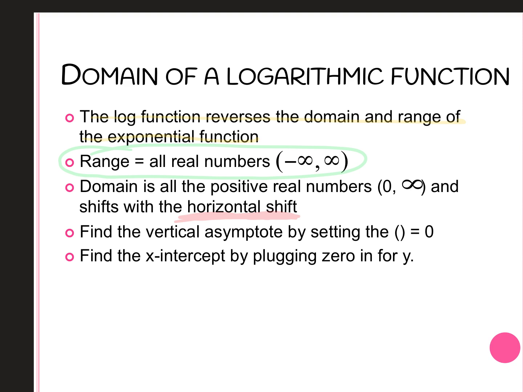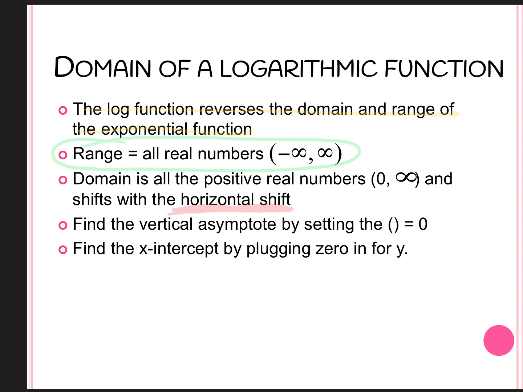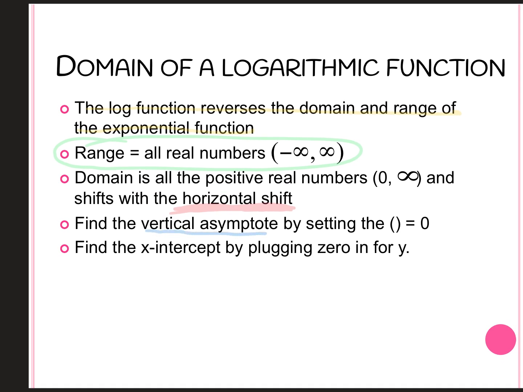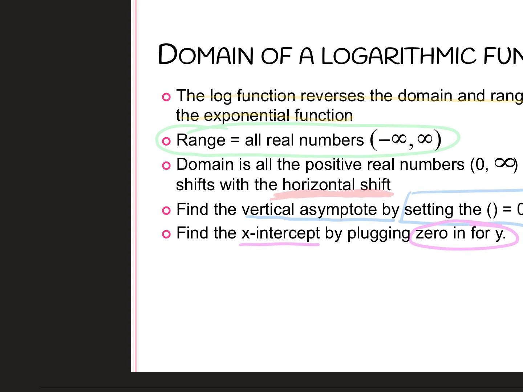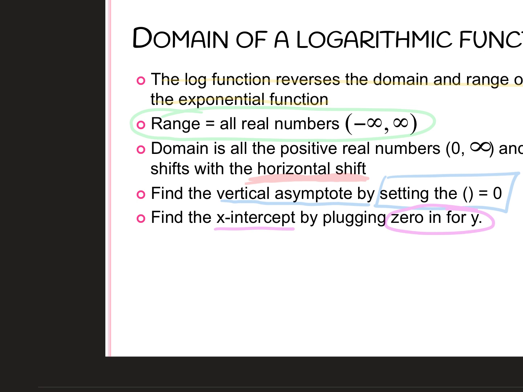Left and right, good. When you talk about the vertical asymptote, how do we find the vertical asymptote? By doing what? Setting the parenthesis equal to 0, good. And then we're going to find the x-intercept by plugging in 0 for what letter? Y.